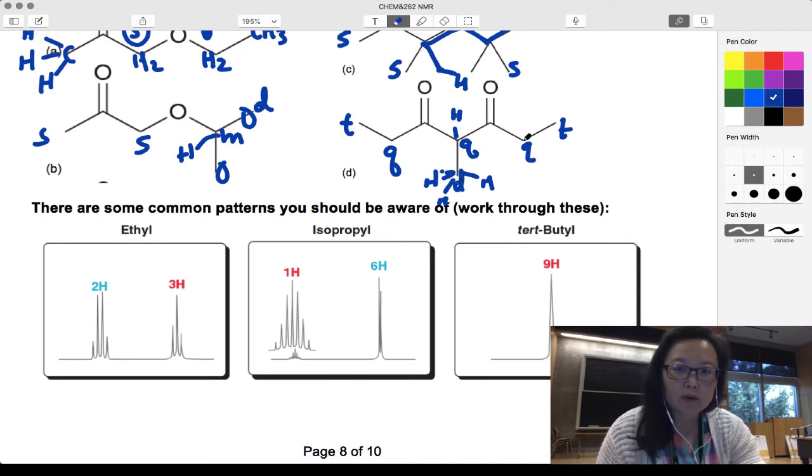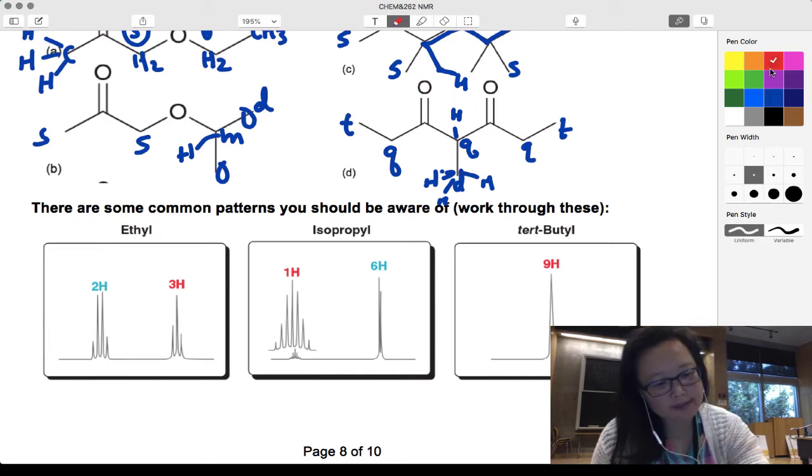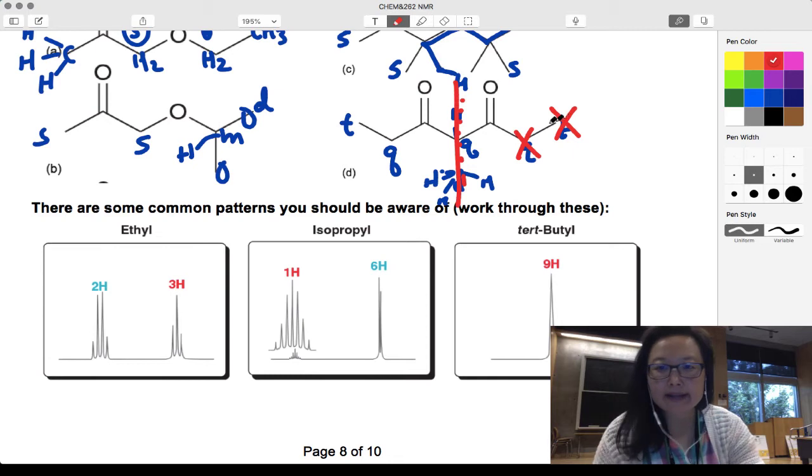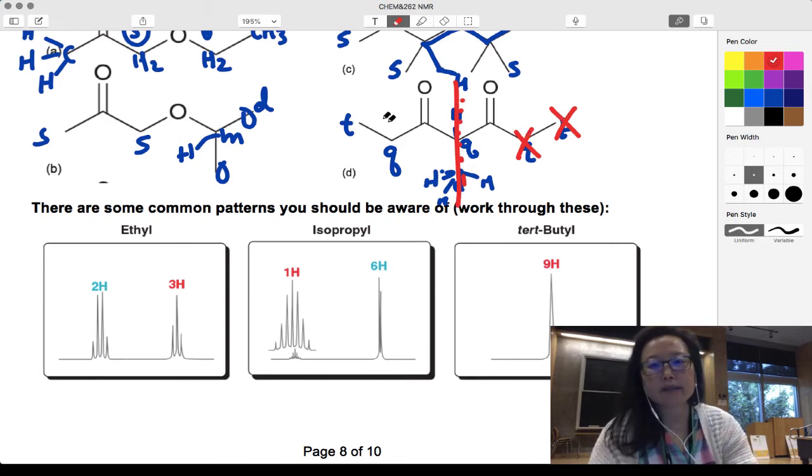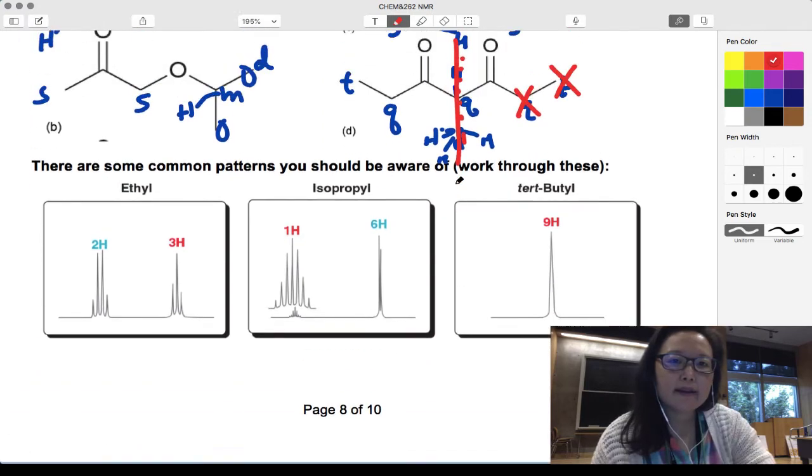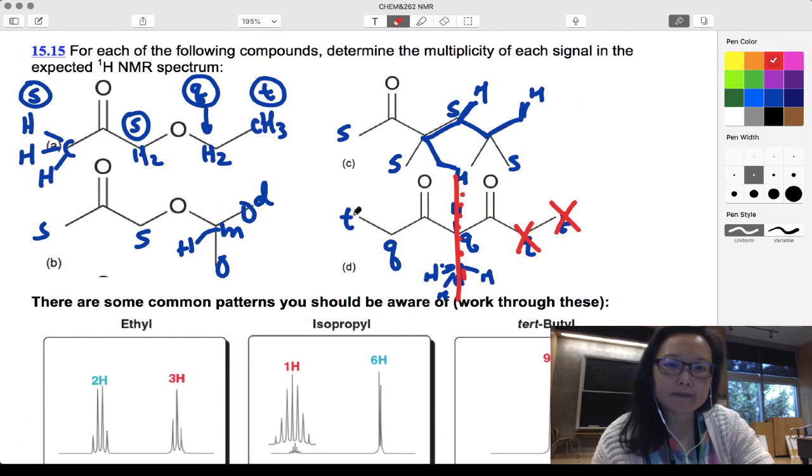And here we see a quartet and a triplet. But notice the equivalency here. So we have symmetry right here. And so it turns out that these are replicated. These are actually equivalent to these over here. So I would only see 1, 2, 3, 4 signals.